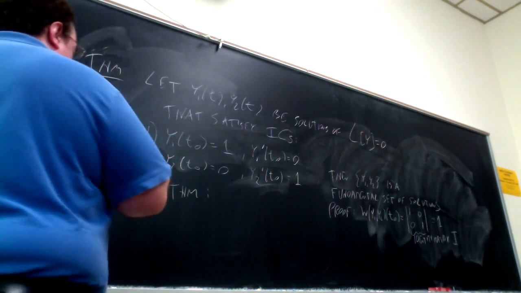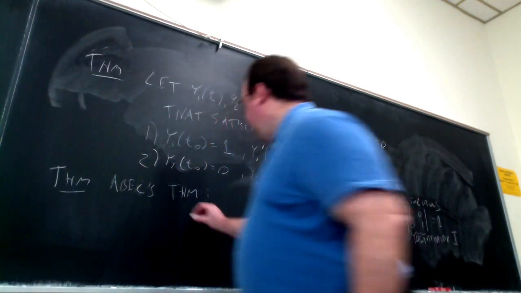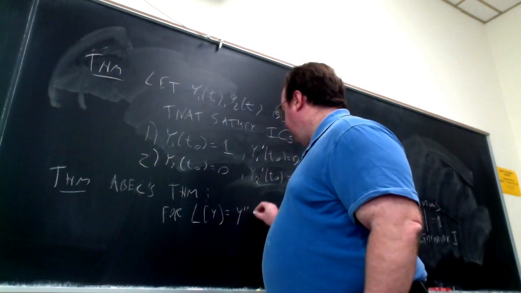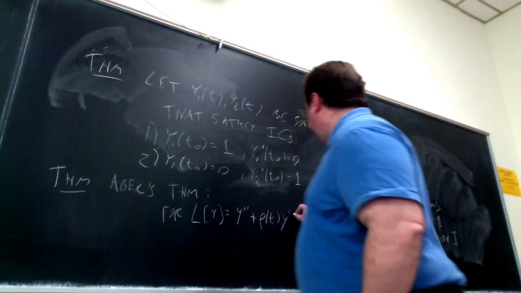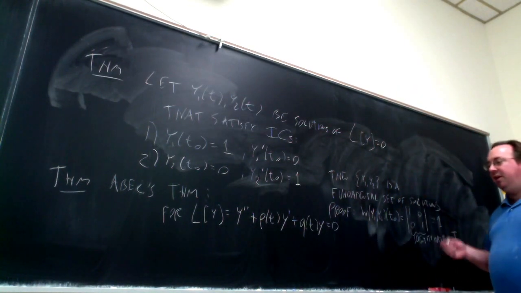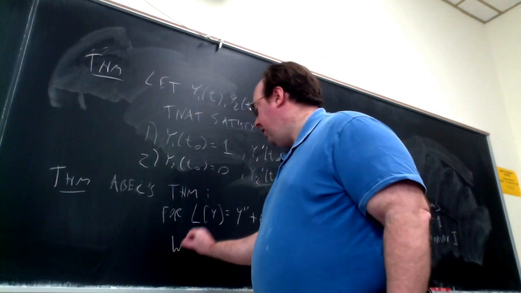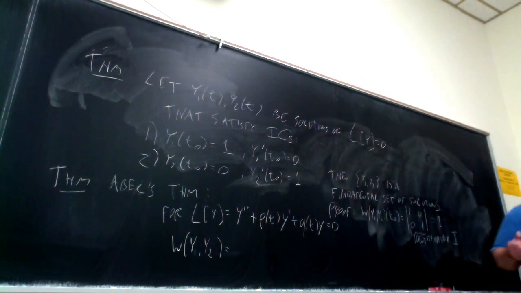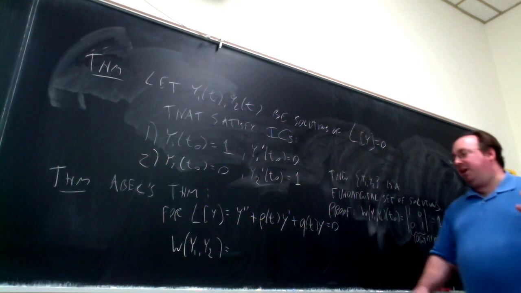It's called Abel's theorem, which says that for this differential equation, Ly, with these coefficients, y double prime plus some function p of t y prime plus some other coefficient q of t y equals 0, the Wronskian of y1 and y2, now, there are infinitely many possibilities for y1 and y2. Because if you have any fundamental set of solutions, if you take linear combinations of them in a way that keeps them linearly independent, as in they're not multiples of each other, that's another fundamental set of solutions. There are infinitely many fundamental sets of solutions. But they all have one thing in common.